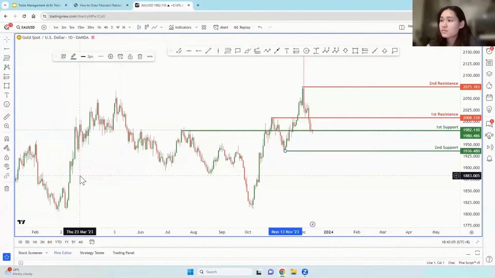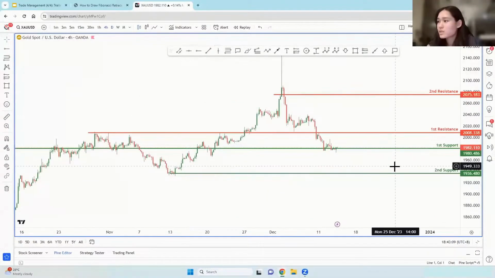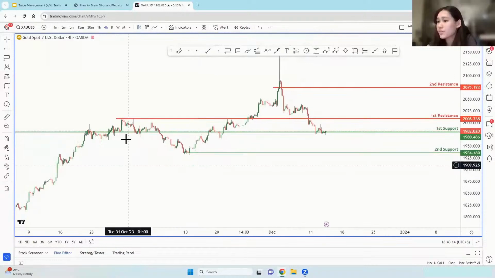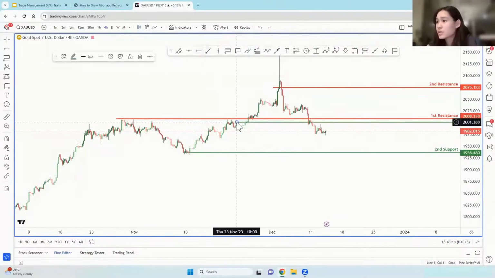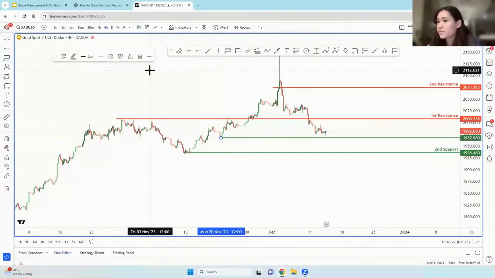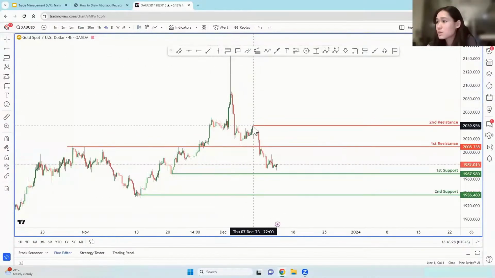Now on our 4-hour time frame, I think most of these levels still hold up. But I want to place my first support here instead. Second resistance maybe here.